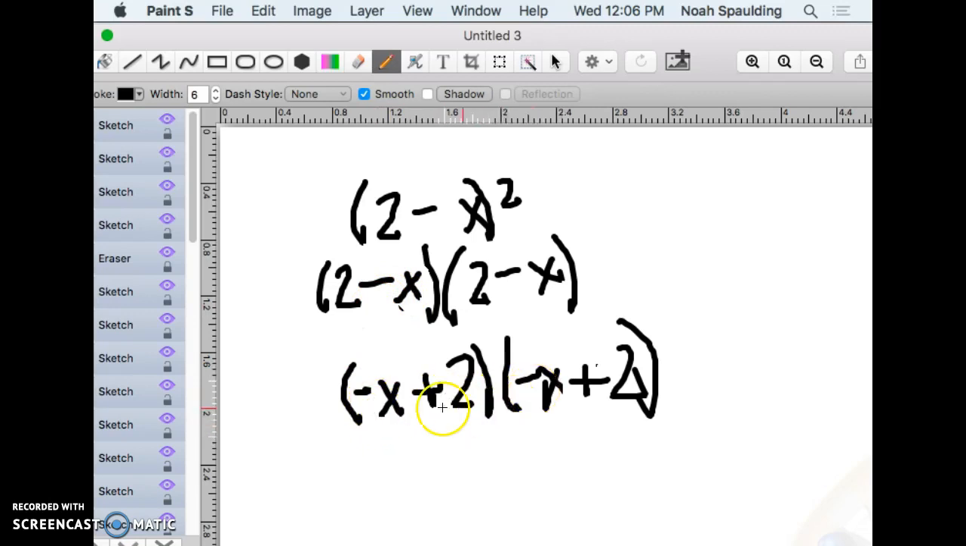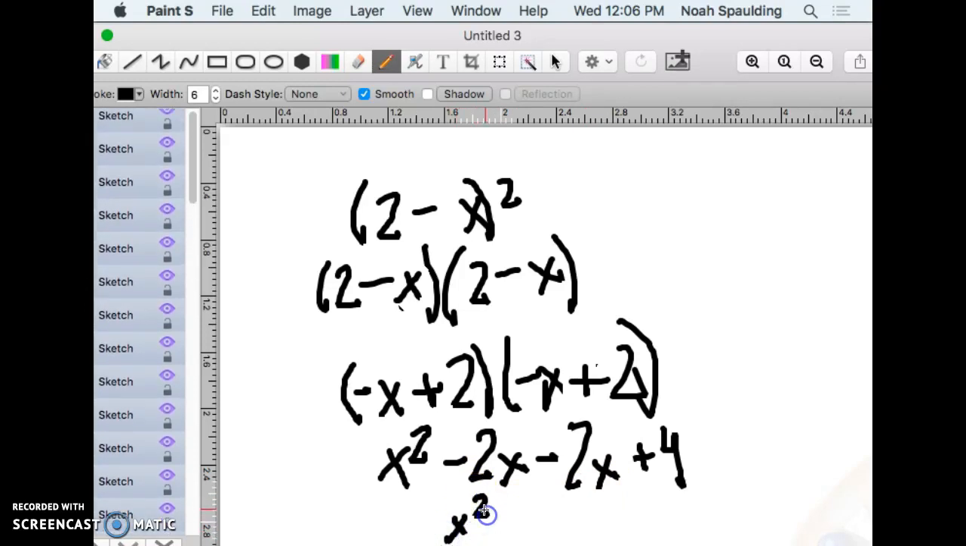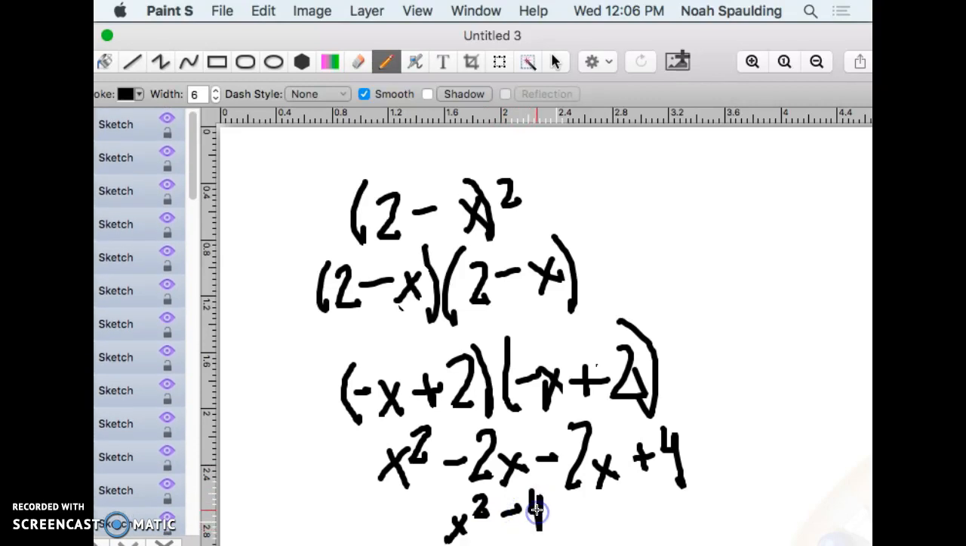So negative x times negative x is a positive x squared. Negative x times positive 2 is a negative 2x. Positive 2 times negative x is again a negative 2x. 2 times 2 is 4. We combine the like terms in the middle. So that's negative 2 minus 2, which is negative 4x, and that's plus 4. Okay, there you go.